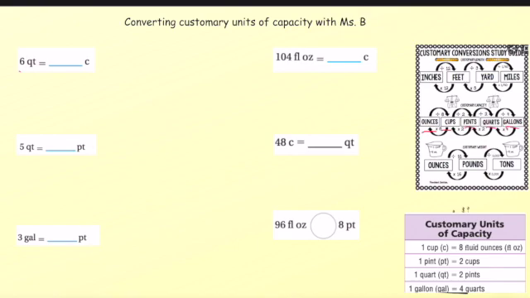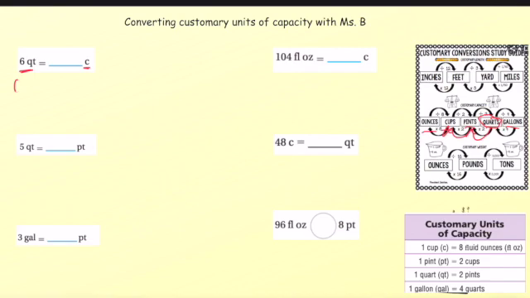So we're given 6 quarts and we need to get to cups. So what we're going to do is go over to our little cheat sheet here and put our finger or our pencil on quarts. Quarts is right over here. And we're going to get to cups, so we can just follow the arrow. We need to go 1 time and then 2 times. So this is going to be a 2-step problem.